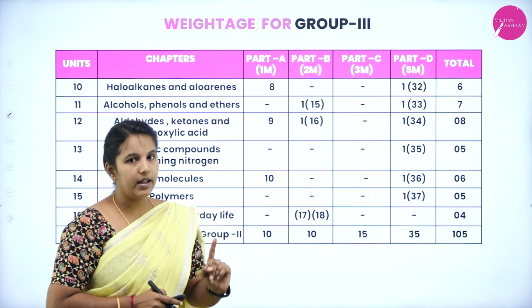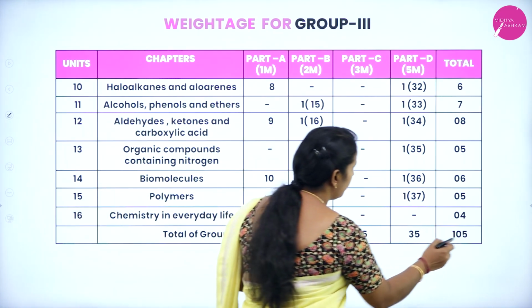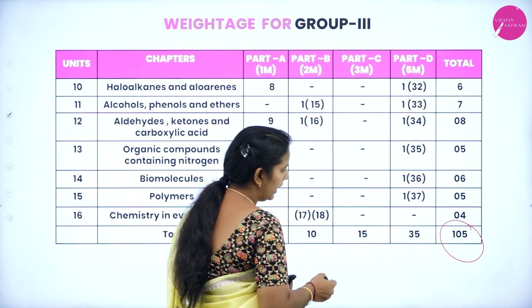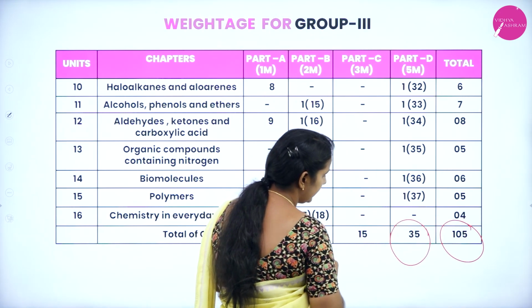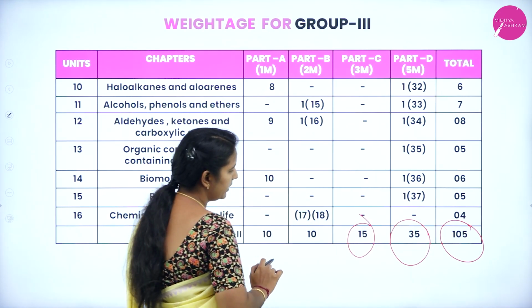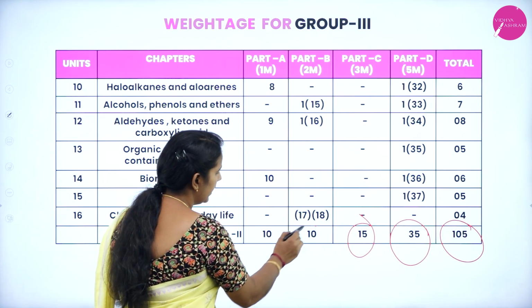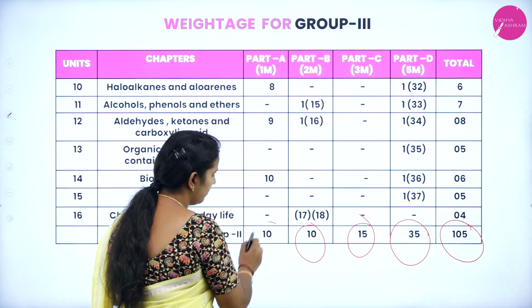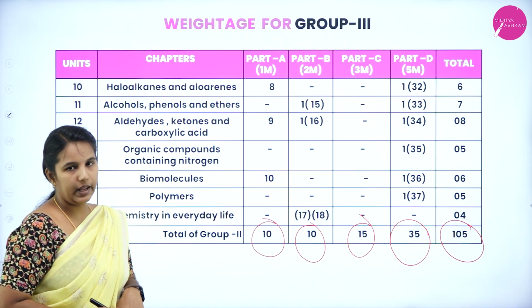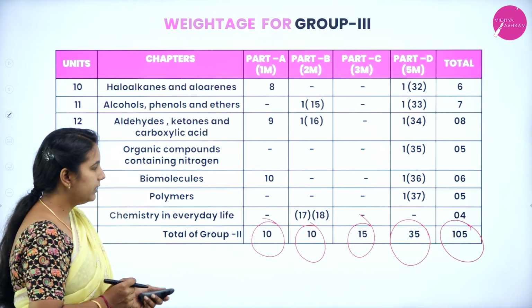Remember, your entire question paper will be set for 105 marks. In part D, you are going to write for 35 marks. In part C, you are going to attend questions for 15 marks. And in part B, again 10 marks, as well as part A, again you are going to write for 10 marks.